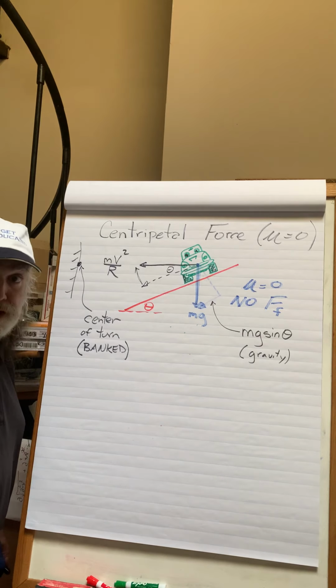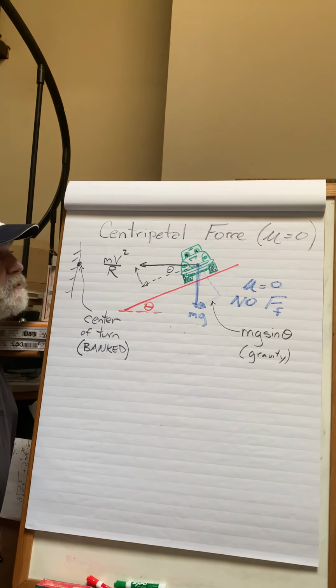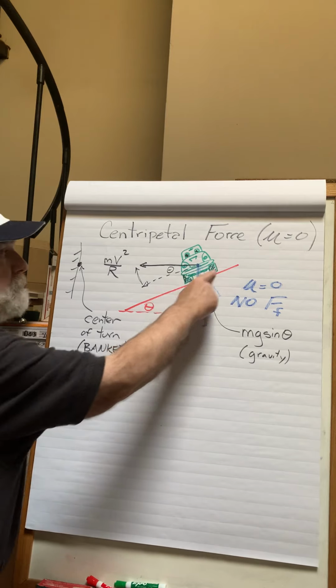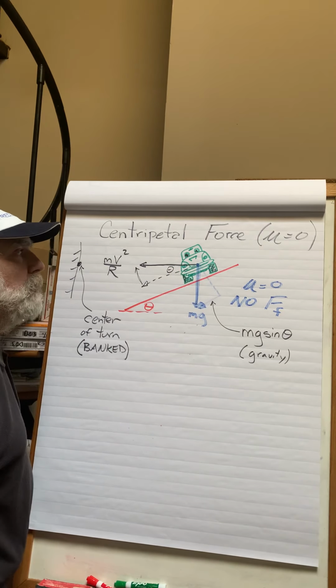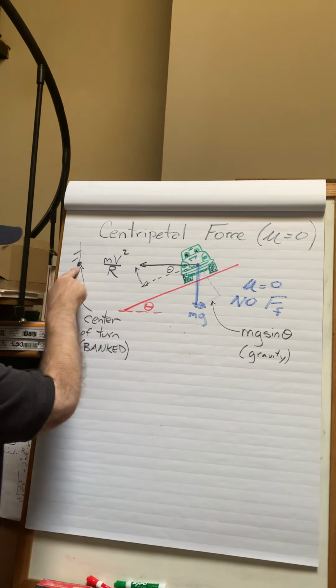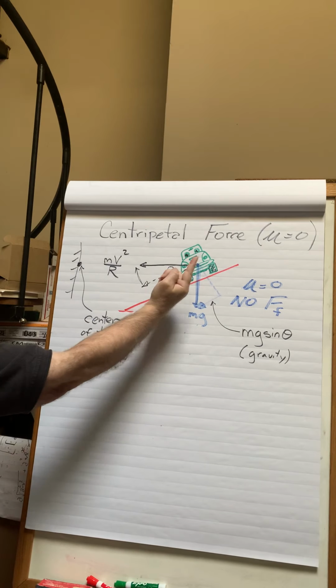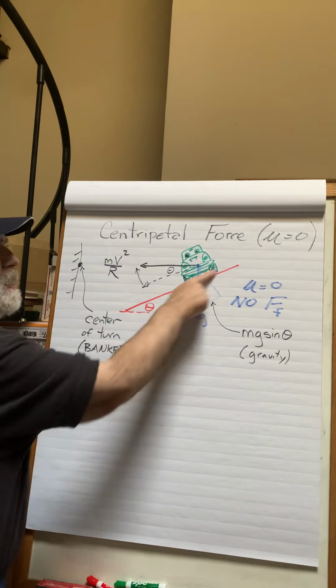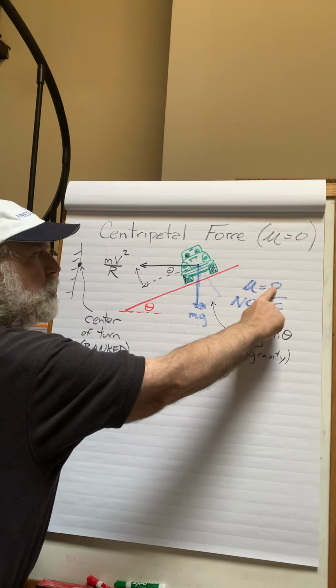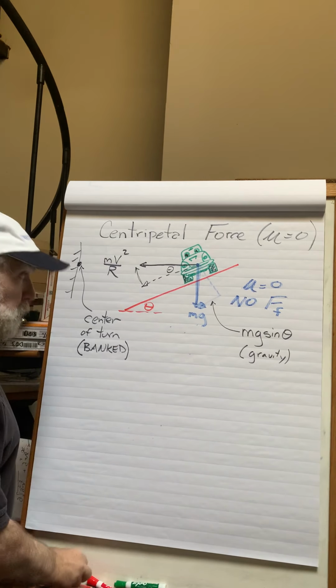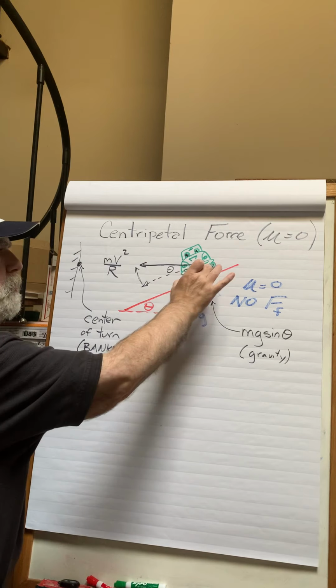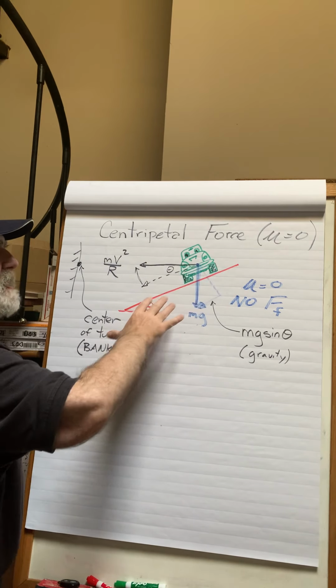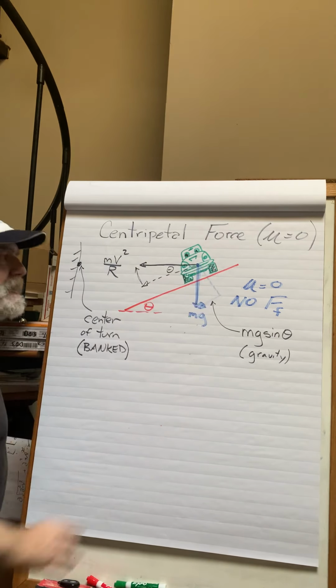Here's another centripetal force problem. This time we have a car, my funny looking little Herbie the Love Bug car here, coming out at you. There's some center of the turn. The car is going like this, around in a circle, on a banked surface where there is no friction. So all that's keeping the car on the track is the fact that the curve is banked.